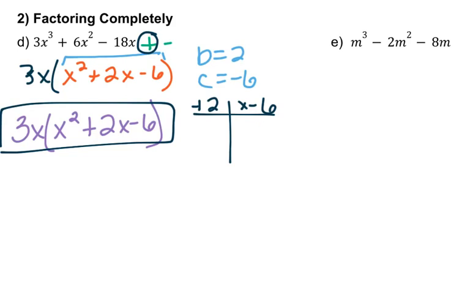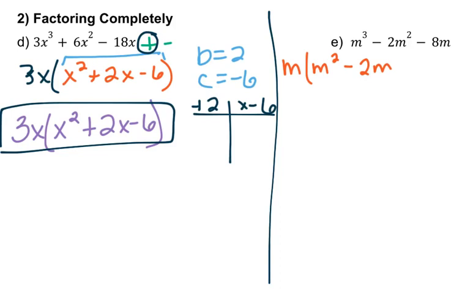Let's talk about this next one, letter E. Looks like I can factor out an m from all of the terms. So I have m parentheses m, so m cubed divided by m would be m squared minus 2m minus 8. Let's see if this one's factorable.